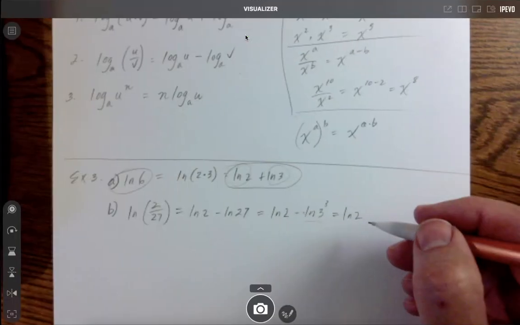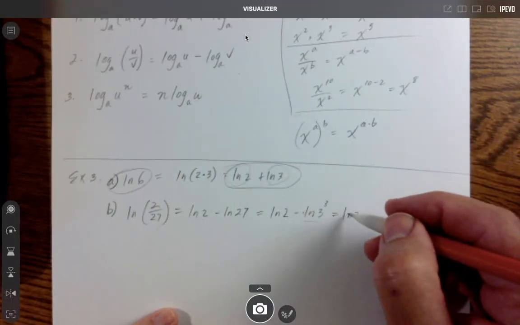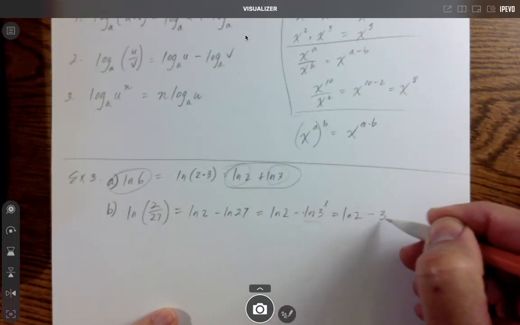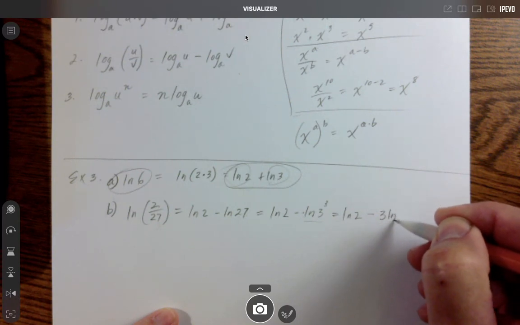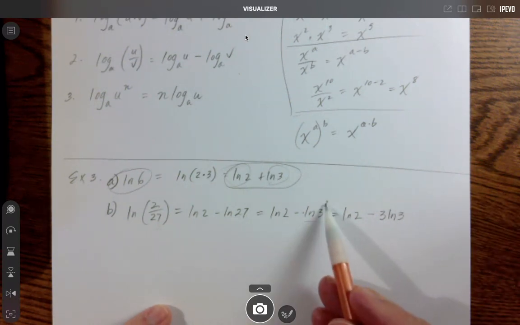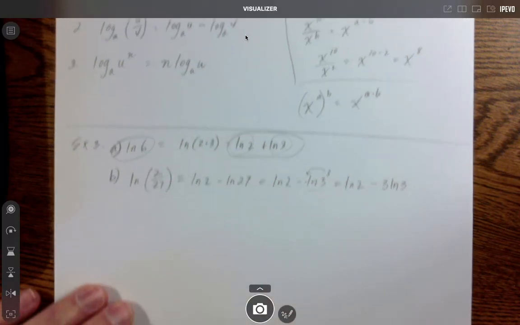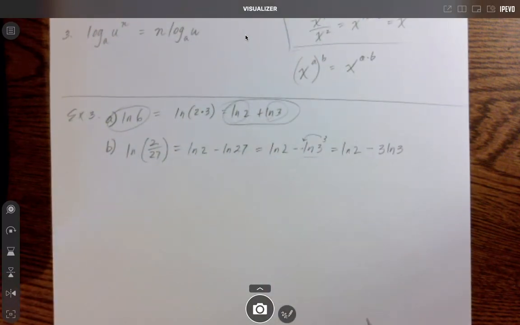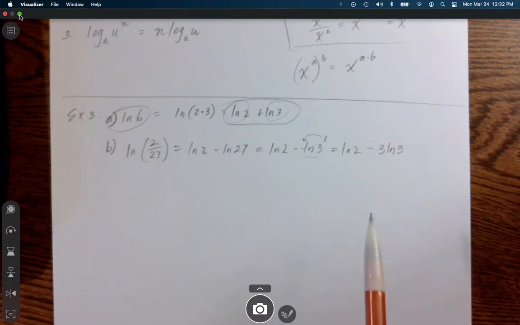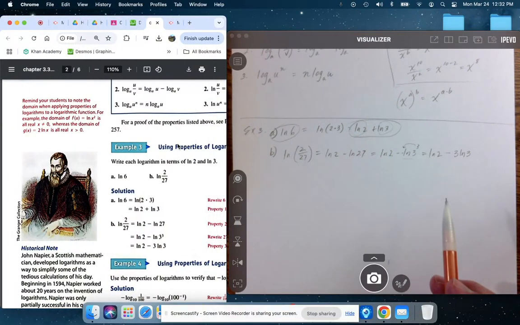We'll zoom in on that so you can see a little better. Natural log of 2 minus 3 times natural log of 3. Right, so all I did was I brought that 3 out to the front right there and made it a factor of the whole thing. So that's an example that is written in your book on that first page of chapter 3.3.